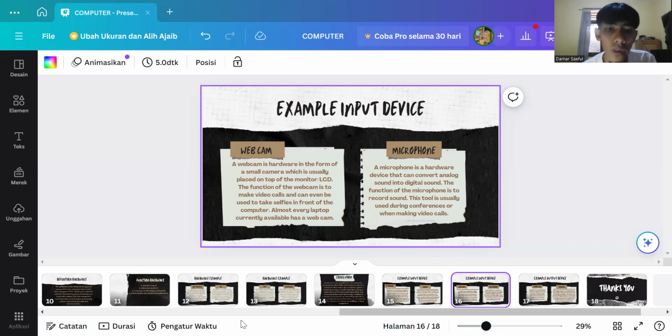Webcam. A webcam is hardware in the form of a small camera which is usually placed on top of the monitor or LCD. The function of the webcam is to make video calls and can even be used to take selfies in front of the computer. Almost every laptop currently available has a webcam. Microphone. A microphone is a hardware device that can convert analog sound into digital sound. The function of the microphone is to record sound. This tool is usually used during conversation when making video calls.